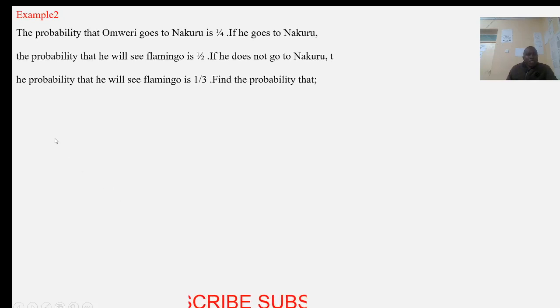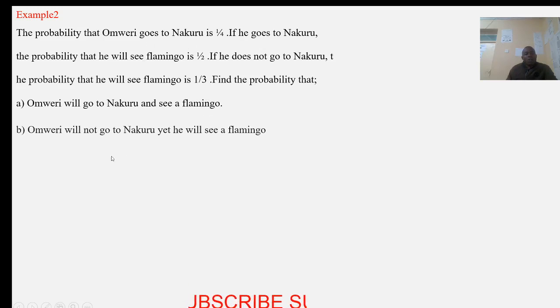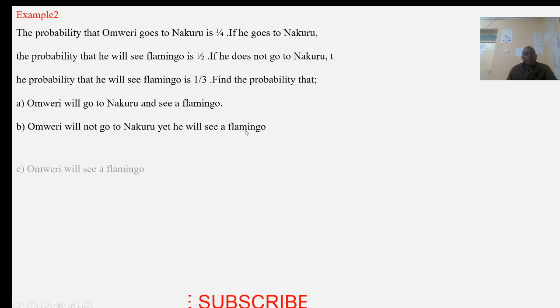Example 2. The probability that Omweri goes to Nakuru is a quarter. Remember this, there are some conditions. If he goes to Nakuru, the probability that he will see a flamingo is a half. If he does not go to Nakuru, the probability that he will see a flamingo is a third. Find the probability that Omweri will go to Nakuru and see a flamingo, the probability that he will not go to Nakuru yet see a flamingo, and the probability that Omweri will see a flamingo.